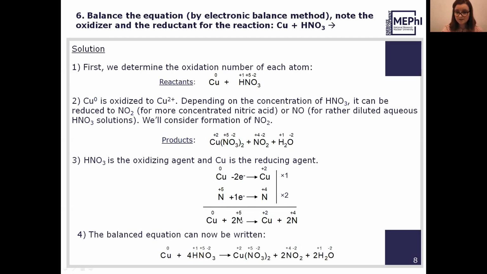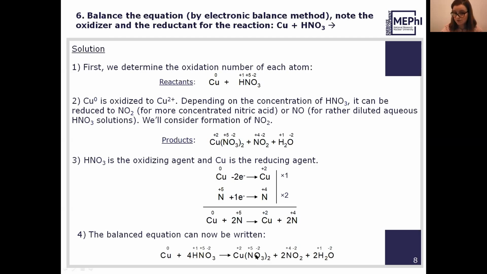Here, in front of nitrogen, we have this coefficient. It should be 2. And as nitrogen has not changed its oxidation number here, we have to put this coefficient in front of NO2.